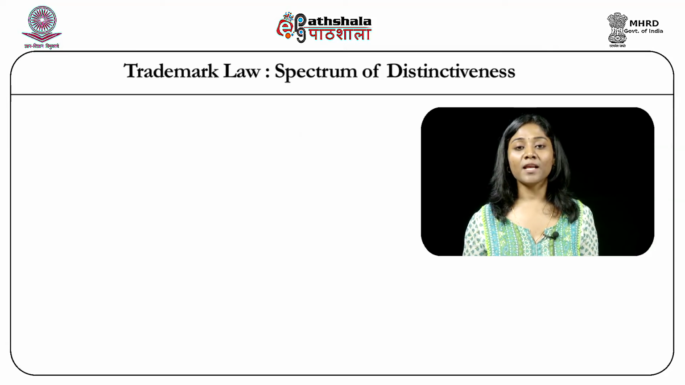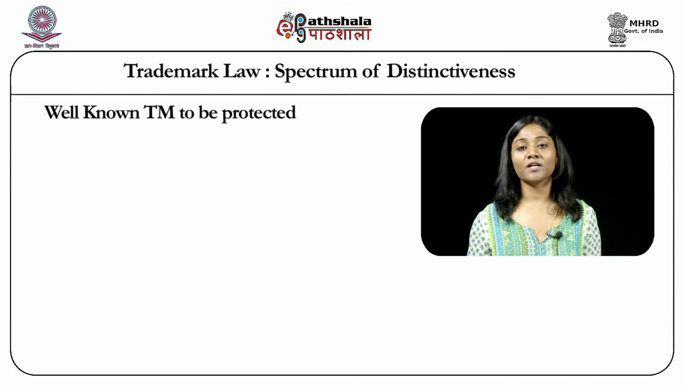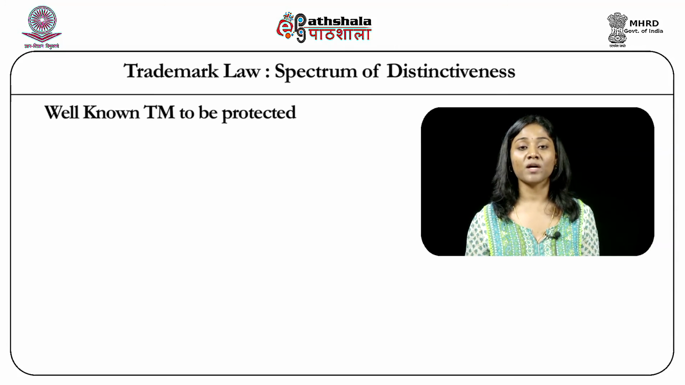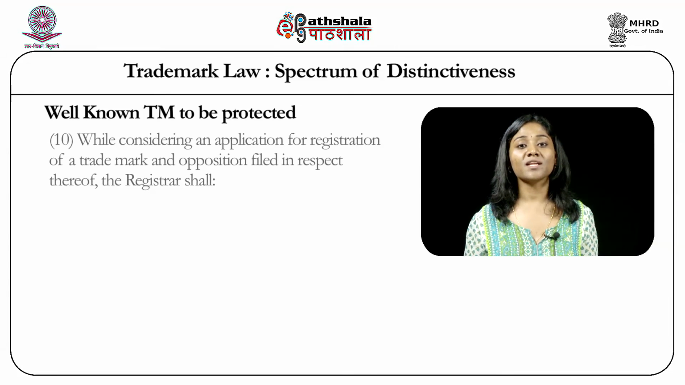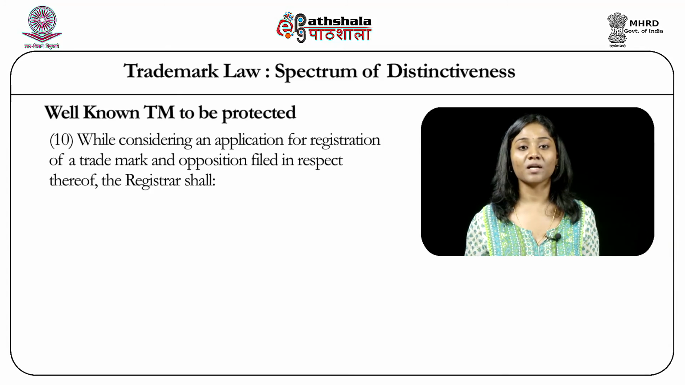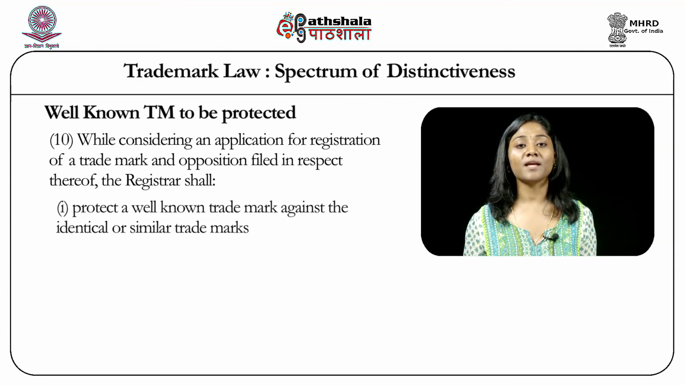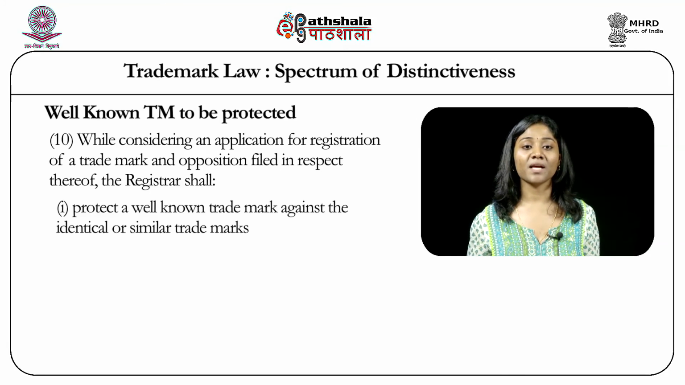Furthermore, a well-known trademark is required to be protected under the law, because a well-known trademark as such is a mark which has acquired its distinctiveness in the minds of the public and is already a first mover in the market. So while considering an application for registration of a trademark, or an opposition filed in respect of such a well-known trademark, the registrar then shall protect a well-known trademark against identical or similar trademarks. That means the second mover to the well-known trademark will not be allowed because of relative grounds of similarity.